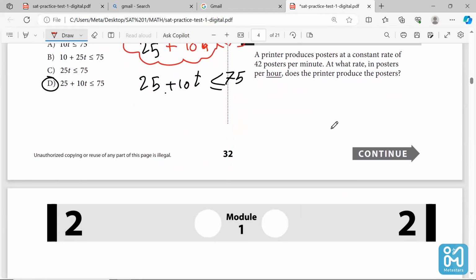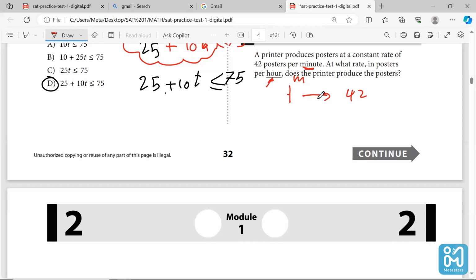Question 6, a printer produced a poster at a constant rate, 42 per minute. Now, in 1 minute, it's going to produce 42 posters. Focus, 1 minute. Guys, in this kind of question, you should focus on the units. I'm talking about minute, second, hour. Be careful about this one. At what rate in posters per hour?